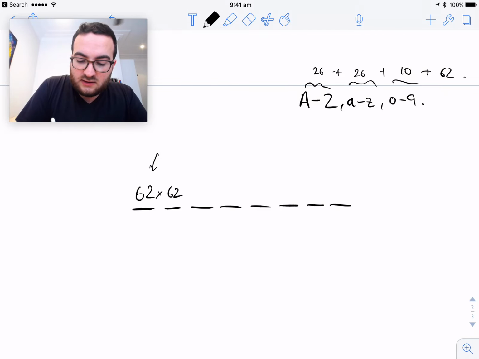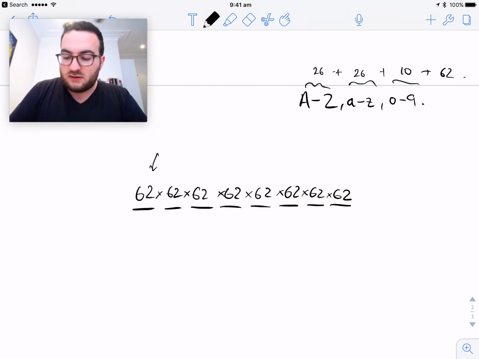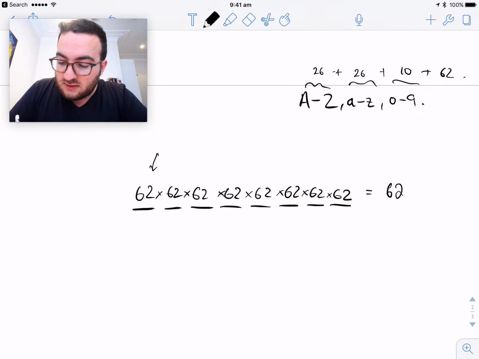And for the second character, they can do the same, 62. So you can see, I'll just write it all out. 62 times 62 times 62. What we have, the total number of unique permutations of passwords we could have, is 62 to the power of 8.